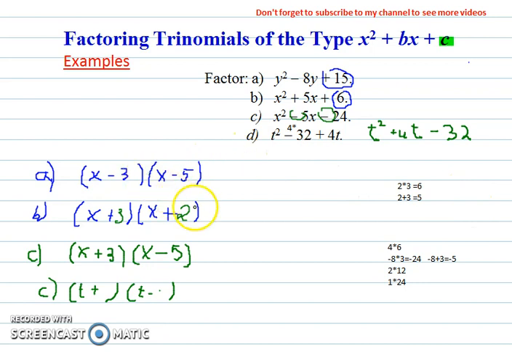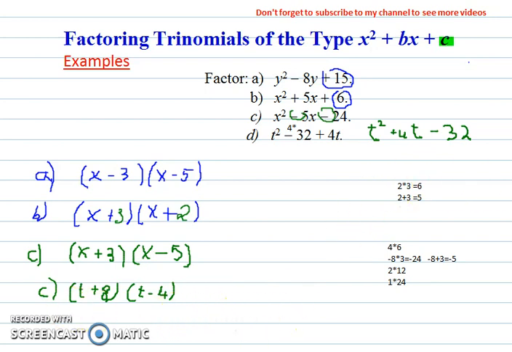So at this point, we can really use our factors like 8 and 4. So 8 should be positive because we need 4 as a coefficient of t. So we can factorize this as t plus 8 times t minus 4. So how can we do that?